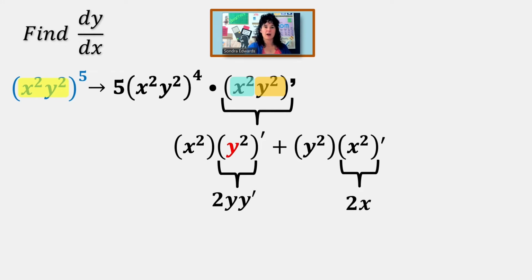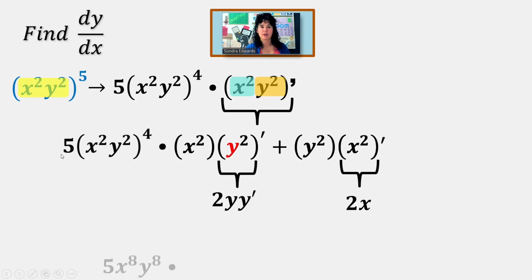Okay, bring down a bit here. Let's bring that little piece down. As we simplify that power to a power, multiply. So we have x to the second power to the fourth power. That's going to be x to the eighth and y to the eighth, and we have a times 5. So we have 5x to the eighth, y to the eighth.